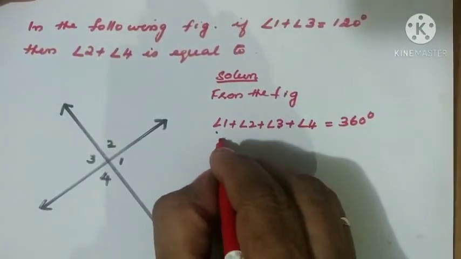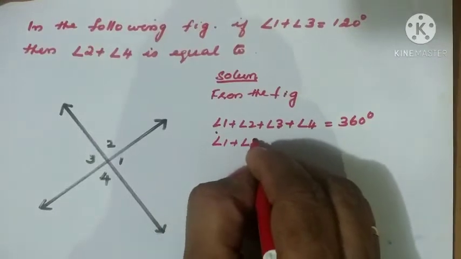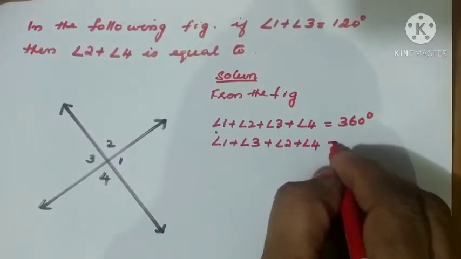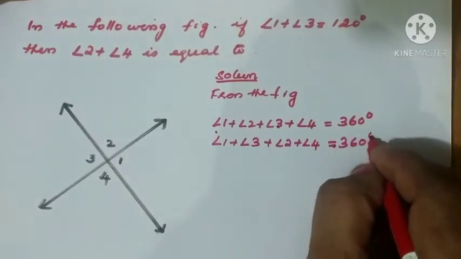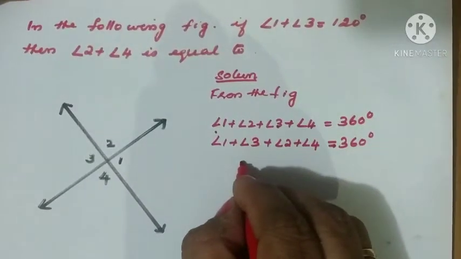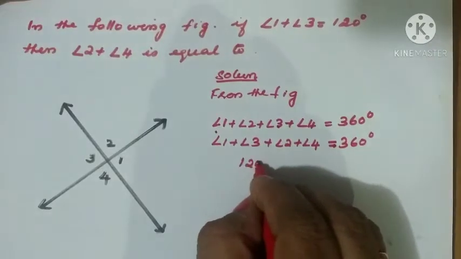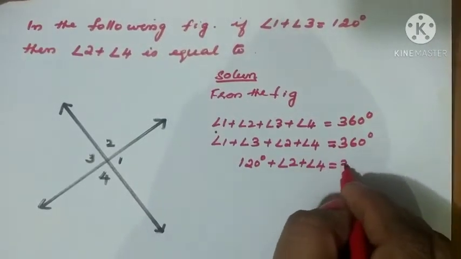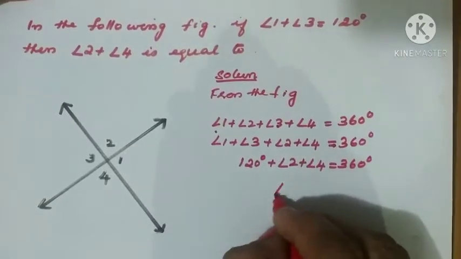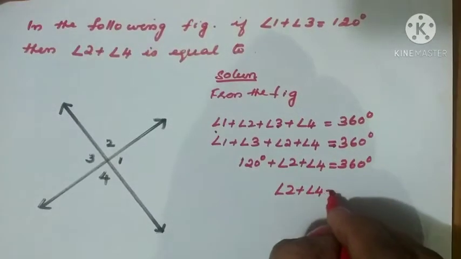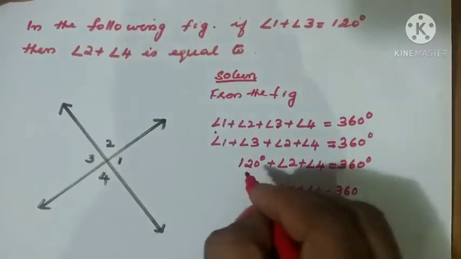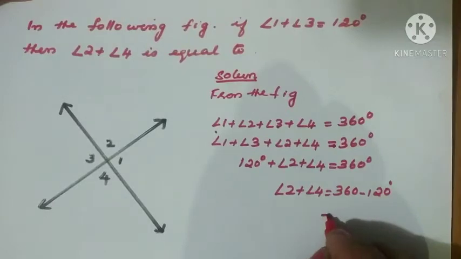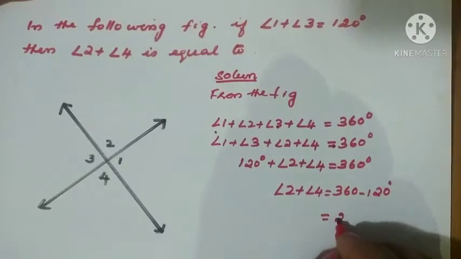Now in the question what is given? Angle 1 plus 3 is given. So we are doing the grouping with the angle 1 and 3 together. Then angle 2 plus 4 is another group equal to 360 degree. Now we are substituting, instead of angle 1 plus 3 it is 120 degree. So we can calculate angle 2 plus angle 4, that is equal to 360 taking 120 to the other side, minus 120. So what is the answer? It is 240 degree.